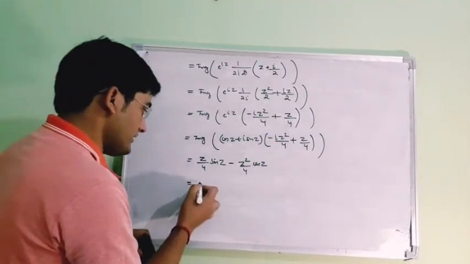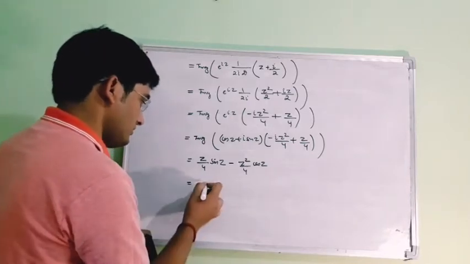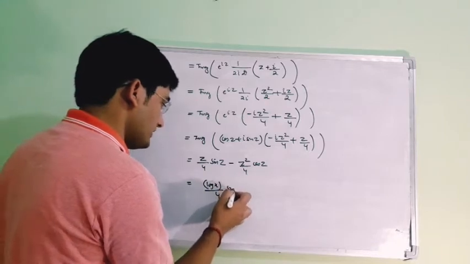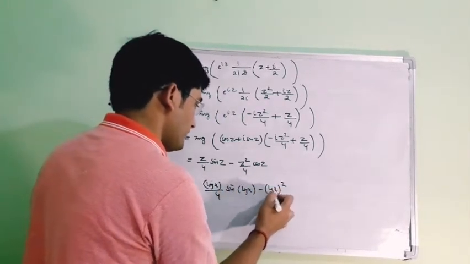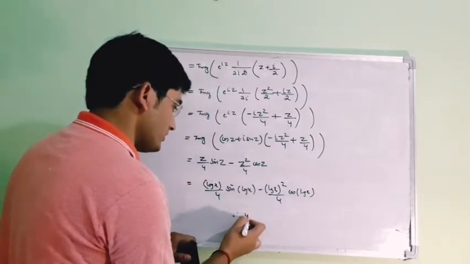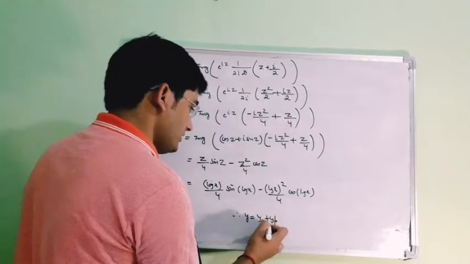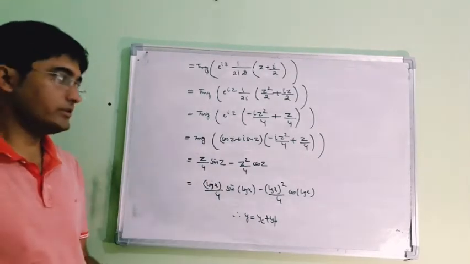As our z is log x, so we will get log x upon 4 into sin log x minus log x whole square by 4 into cos log x. So your final solution will be the sum of the complementary function plus the particular integral. So their sum is the general solution of the problem.